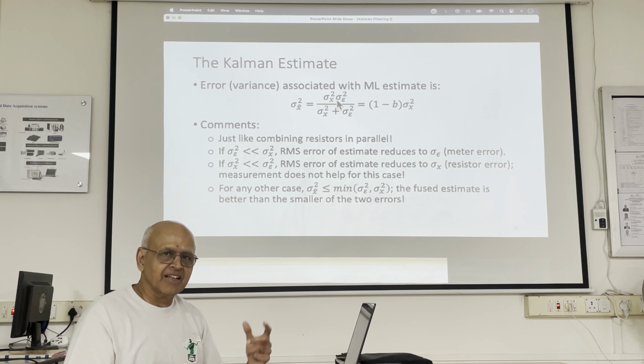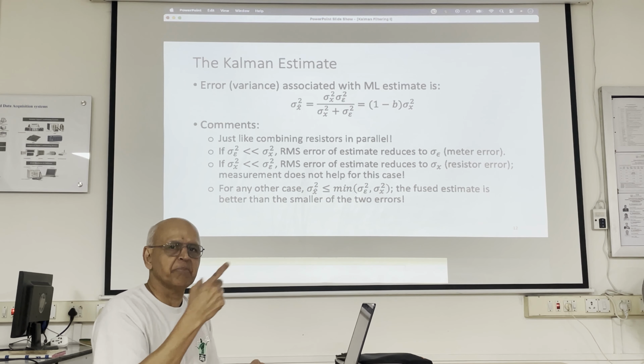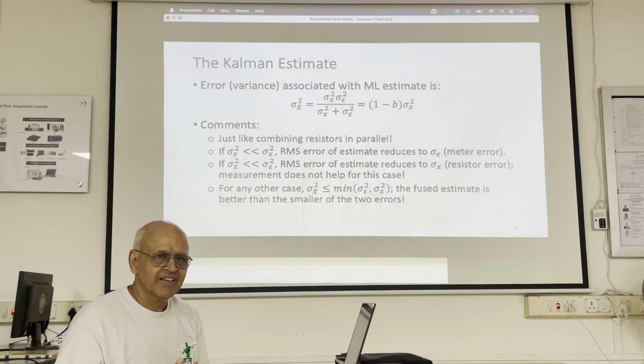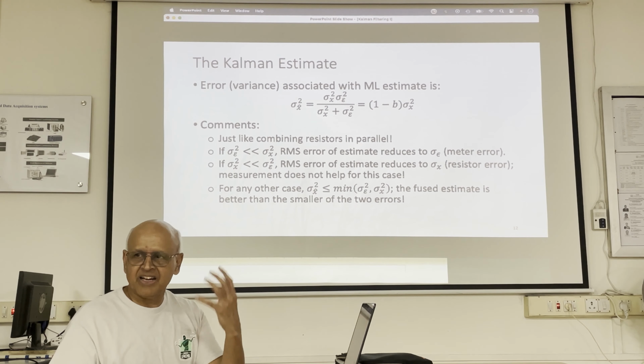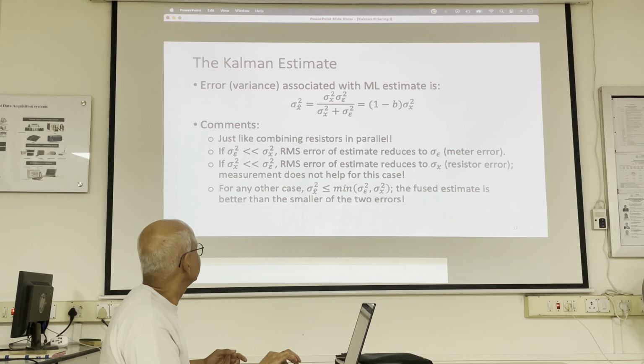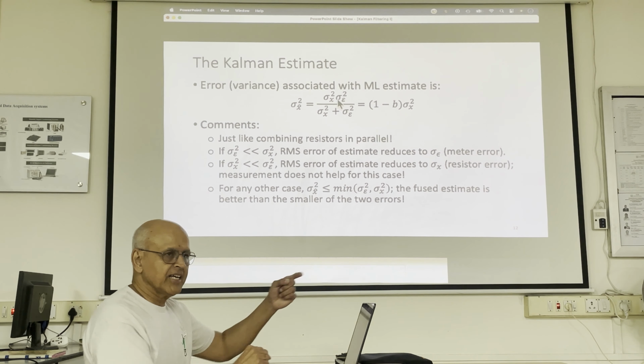So doesn't that mean that every time I look up and get a new measurement, I'm actually improving myself, isn't it? Every time I take a new measurement, I'm improving myself. Because this sigma is smaller than this and this. It's actually smaller than the minimum of these two. In our case, we had 1% and 3%, right? So it'll be better than the 1%.